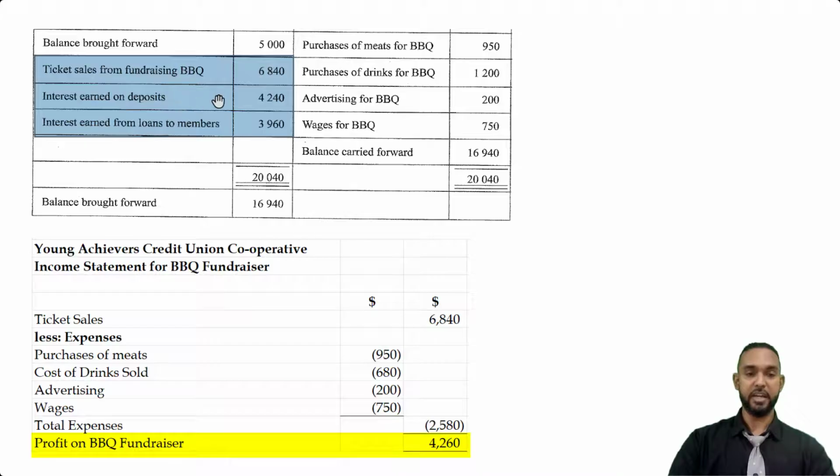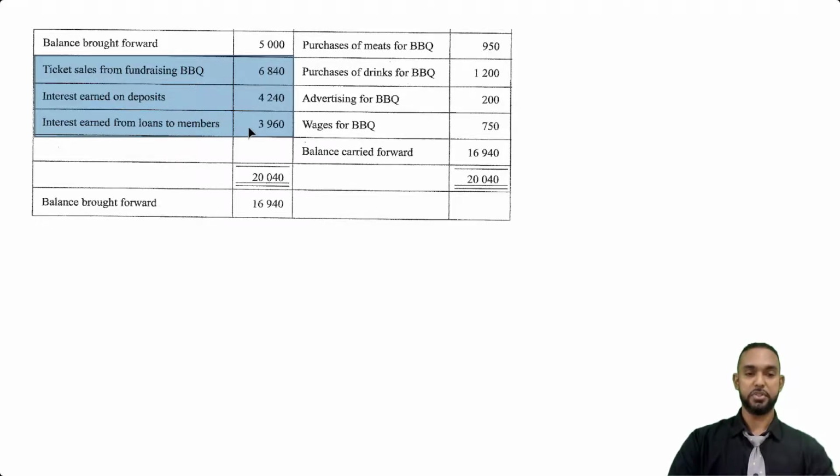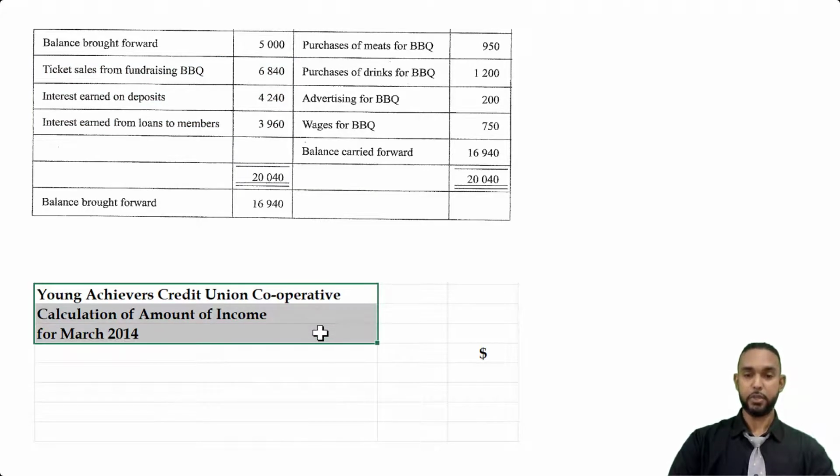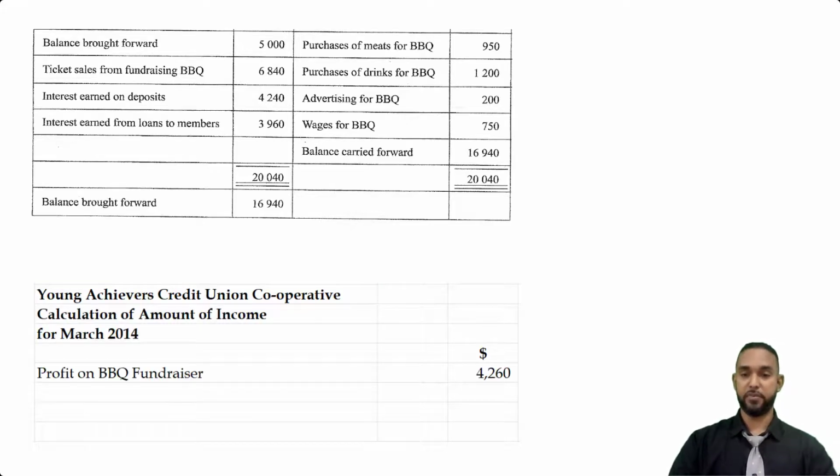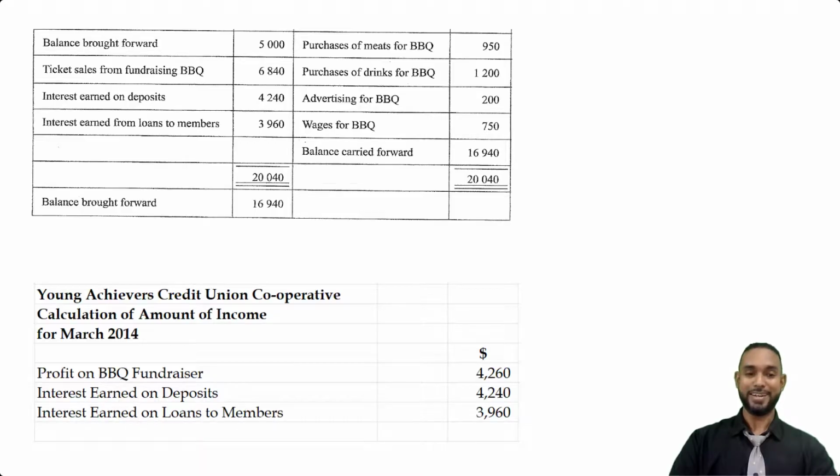But we have two more income items. One is the interest earned on the deposits, and one is interest earned from loans to members. So all we have to do is plug those items in. Please don't forget to head up your statement. So we have the profit on the barbecue fundraiser, $42.60, which we did in the previous part of the question. Then we're going to take interest earned on deposits, $42.40, and interest earned from loans to members of $39.60. And that's going to give us total income earned for March of $124.60.